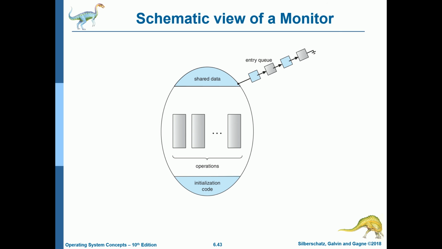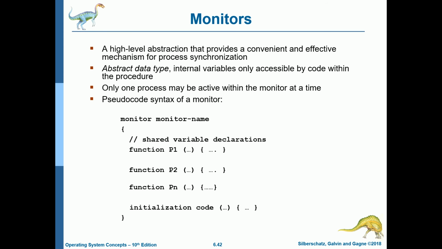Here's one way we can visualize what a monitor is. The monitor construct ensures that only one process at a time is active within the monitor. Consequently, the programmer does not need to code this synchronization construct explicitly. However, the monitor construct, as defined so far, is not sufficiently powerful for modeling some synchronization schemes. For this purpose, we need to define additional synchronization mechanisms.